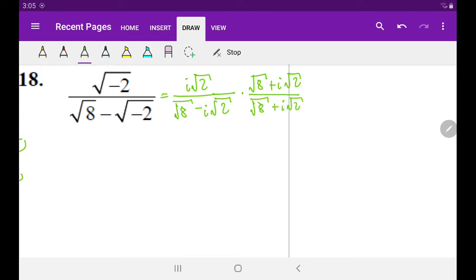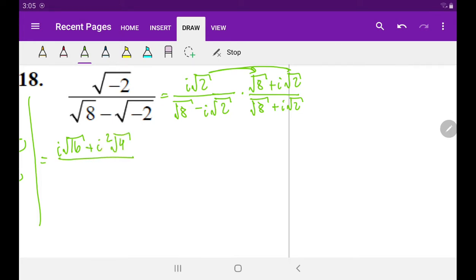So we're going to take that i root 2 in the numerator and distribute that across. So that will give us, let's see, so we can write that down here. So that's going to give us i root 16 plus i squared root 4.